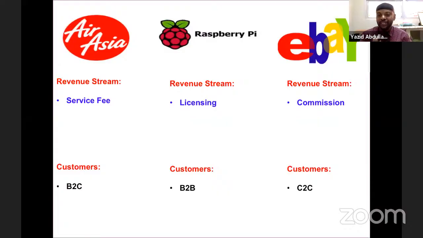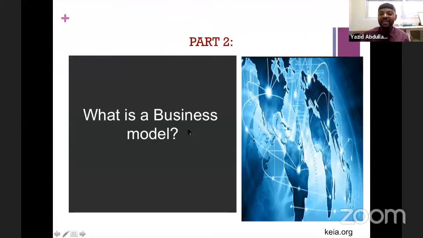So in business model terms, we will say that the business model of AirAsia, how they make money, is different from the business model of Raspberry Pi. And the business model of Raspberry Pi is different from the business model of eBay because they all make money through different ways. So this is what business model is about. So now that we have introduced some few terms, we will now define the term business model.